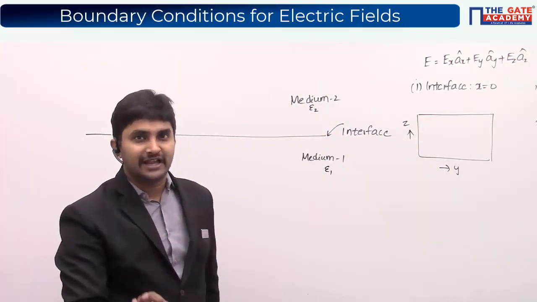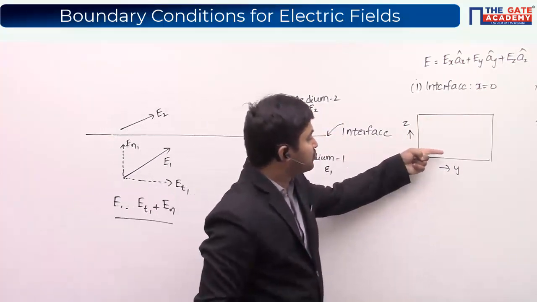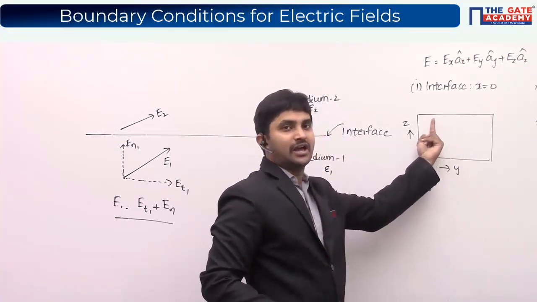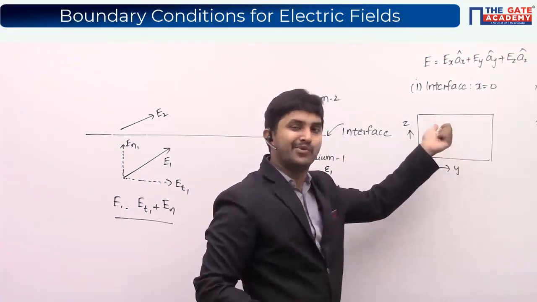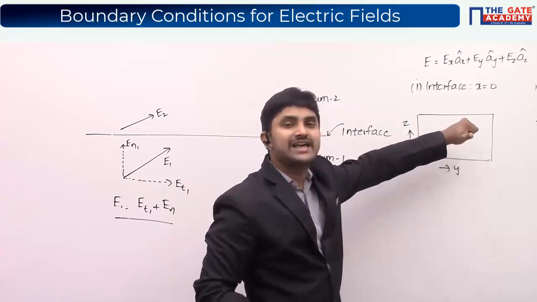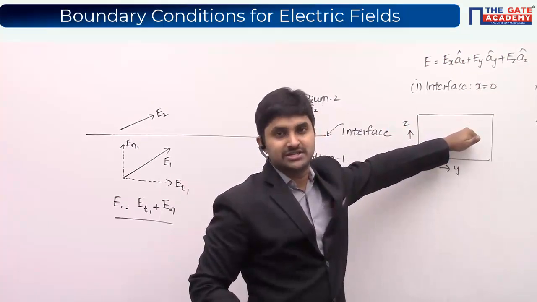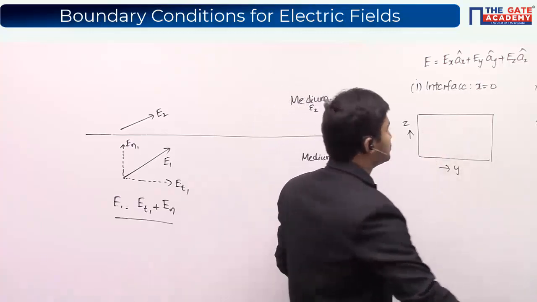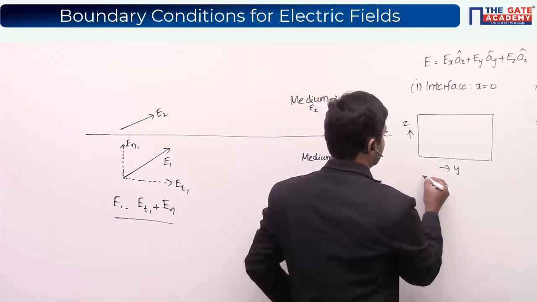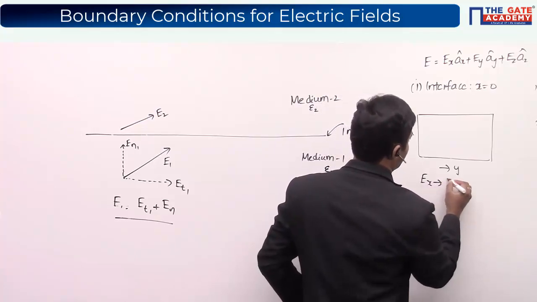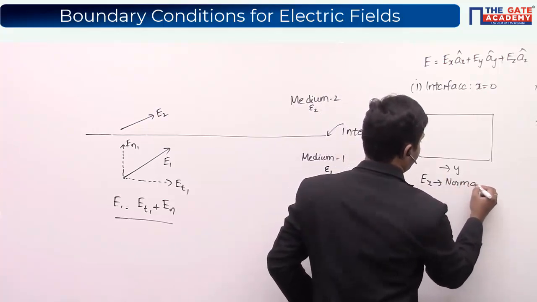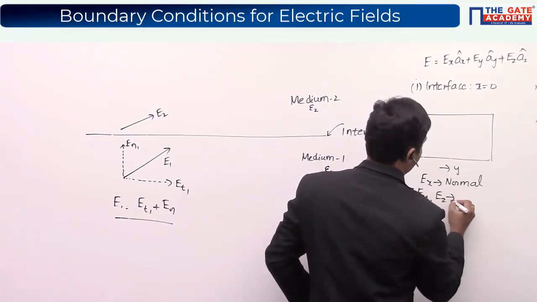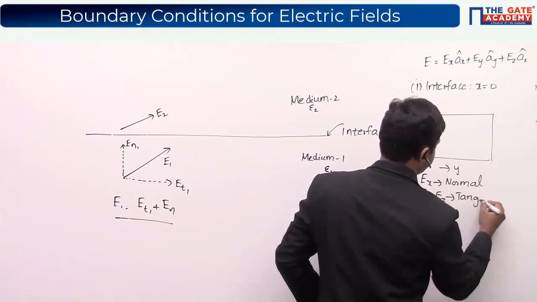These two components, the y direction component and the z direction component, both of them will be tangential. You can see that this component is tangential to the interface and this component is tangential to the interface. So y and z both are tangential, whereas the x component is going to be normal to us. Is it clear or not? So I would consider that Ex is the normal component, Ey, Ez are the tangential components.